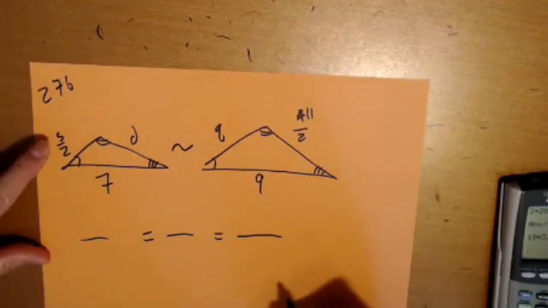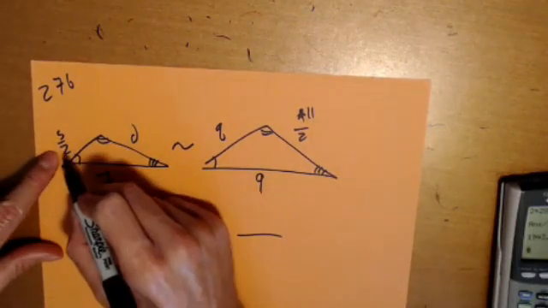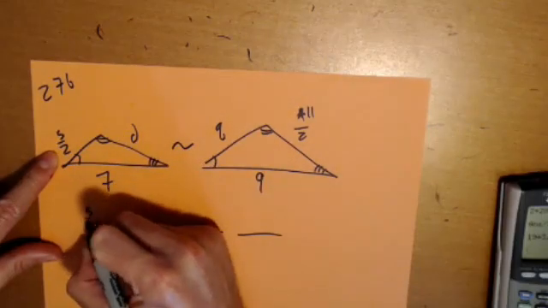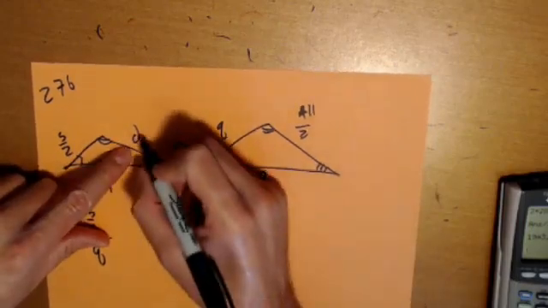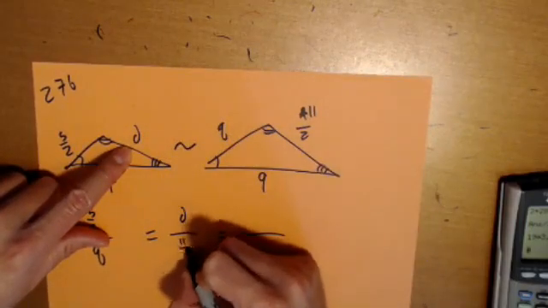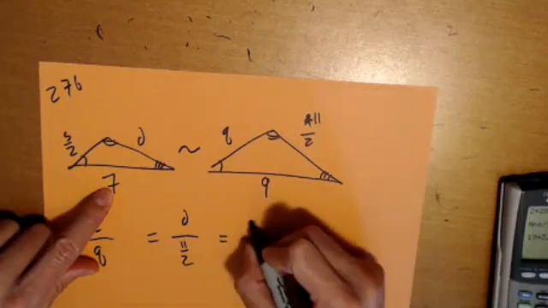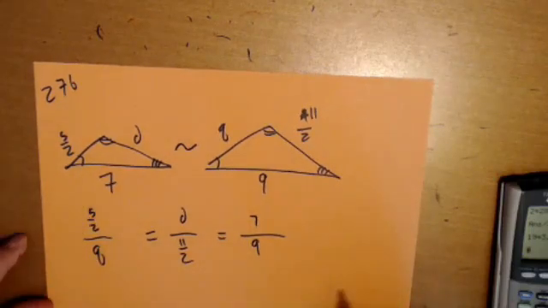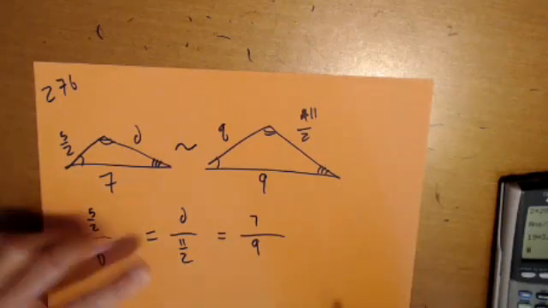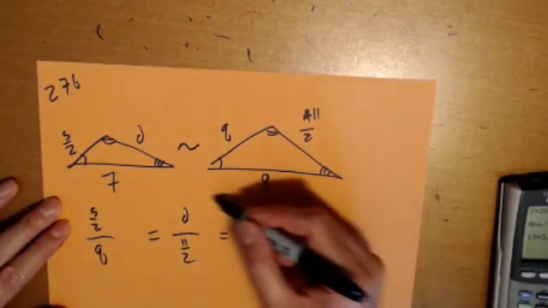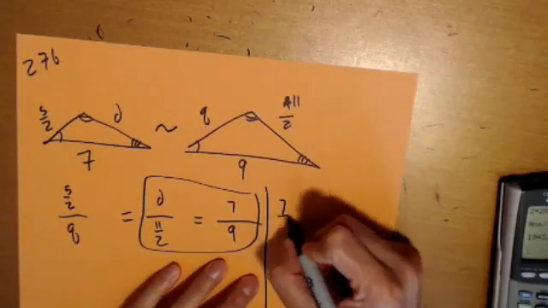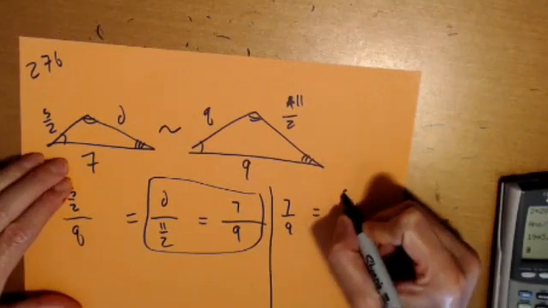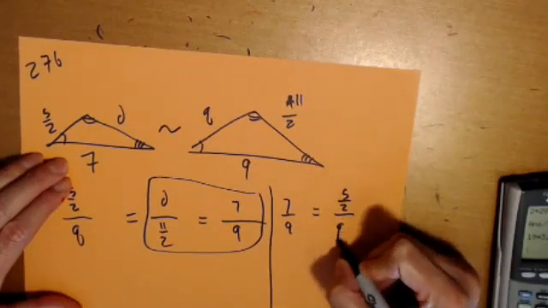We could say that 5 halves is to Q, so this triangle is to this triangle, just matching things up, just as D is to 11 halves, just as 7 is to 9. That's one approach to it. Okay, so now they want us to solve for Q and D. So we can solve for this one, and then let me use that 7/9 again to solve for this one. 5 halves over Q.